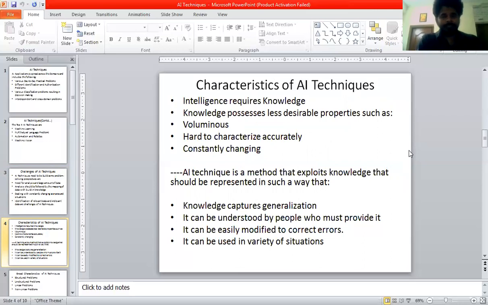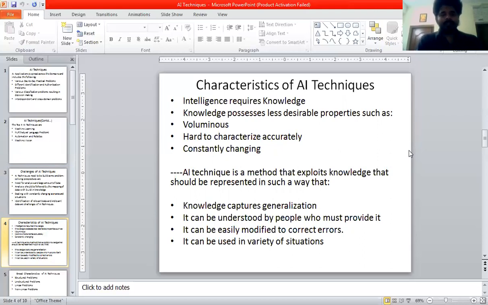It requires knowledge. So knowledge mainly has some desired properties. It is voluminous, hard to characterize accurately, and constantly changing according to the parameters. And another AI technique exploits knowledge that can be represented in such a way that generalized knowledge mainly captures the generalization, and without it people cannot understand anything.